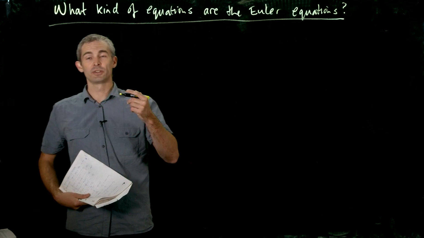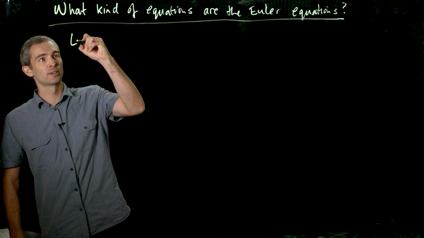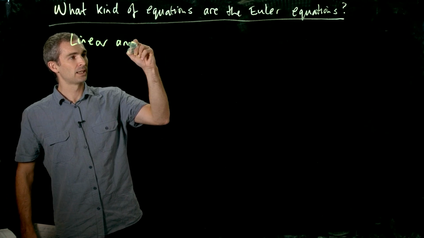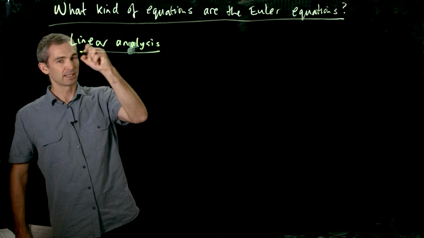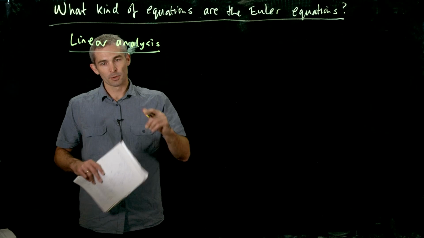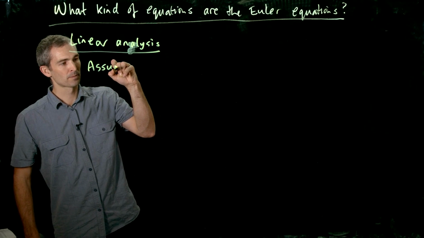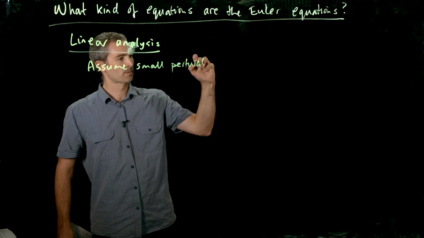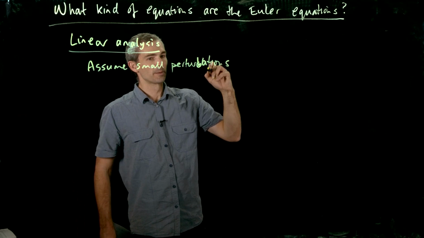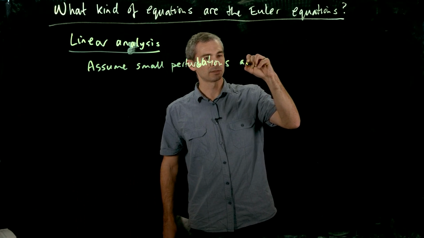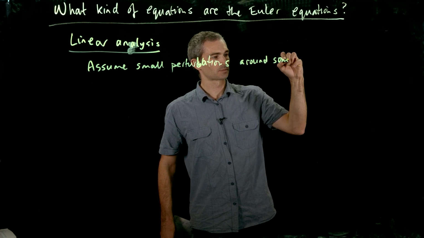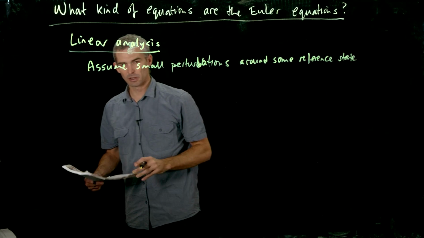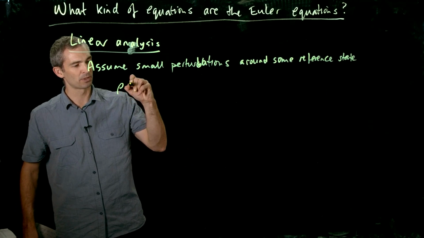All right, so the tool we're going to use for this is a pretty common one in all of physics. It's just called linear analysis, or a perturbation study. So we're going to assume some small perturbations about some reference state. So we've got some equilibrium state, and we're assuming that we've got some small perturbation.